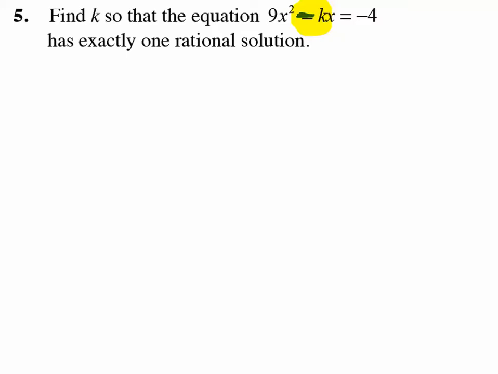Okay, a slightly different problem here. Now we're trying to find the k value, and we want to set it up so that we have exactly one rational solution. Ooh, kind of a different mindset. It's almost like a solve-the-mystery sort of mindset. So now we're missing the b value. We don't know what the b value is, and we're trying to figure out the b value based upon what we want to happen. So more like algebra. First things first, let's set it equal to 0. Let's add 4 to both sides: 9x squared minus kx plus 4 equals 0.